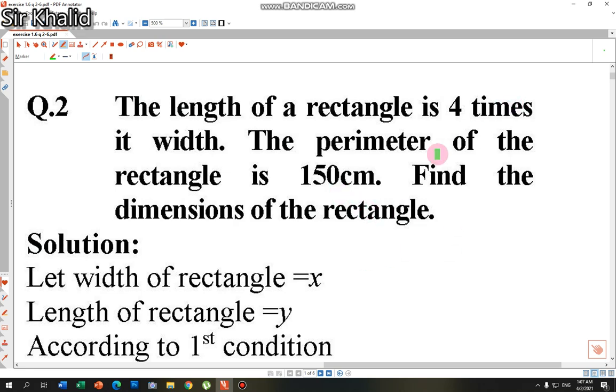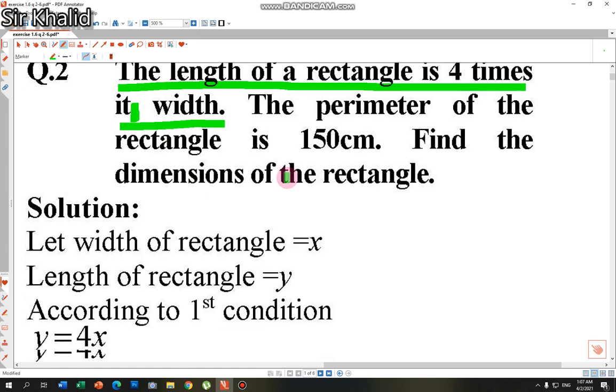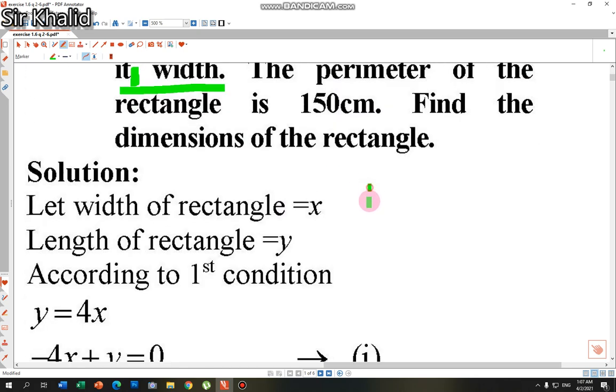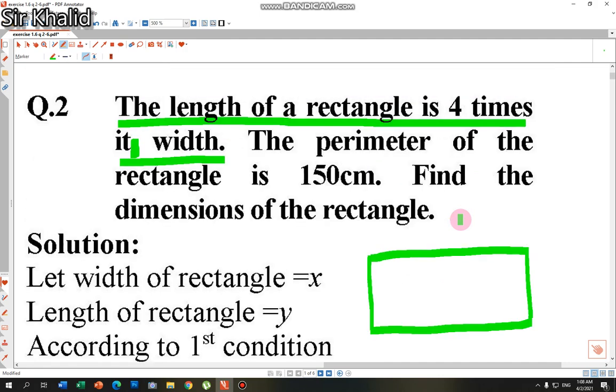Now quickly moving on to problem number 2. The length of a rectangle is 4 times its width. Now I am drawing a rectangle for you here. Now this is the rectangle.